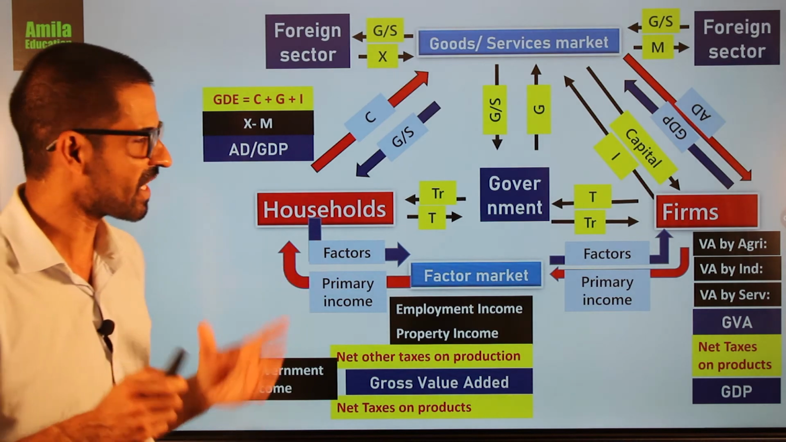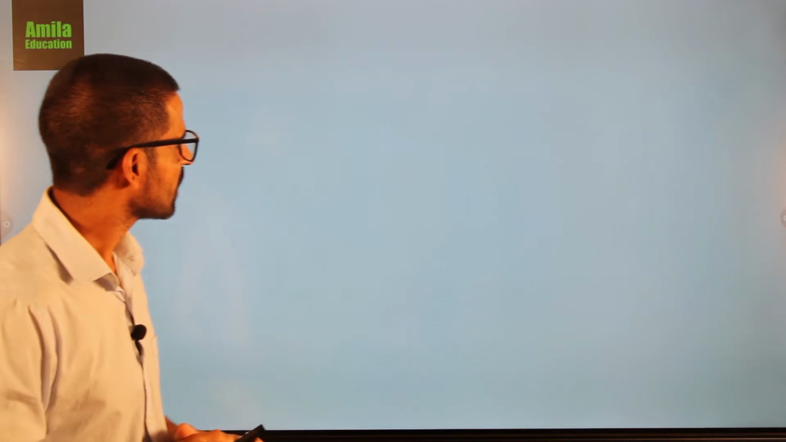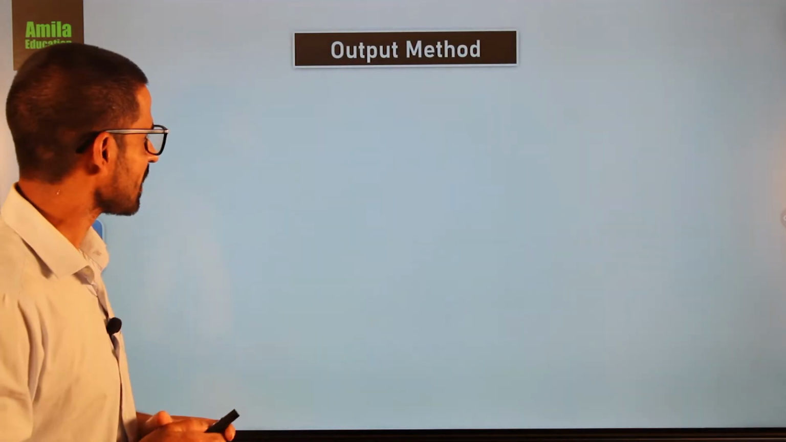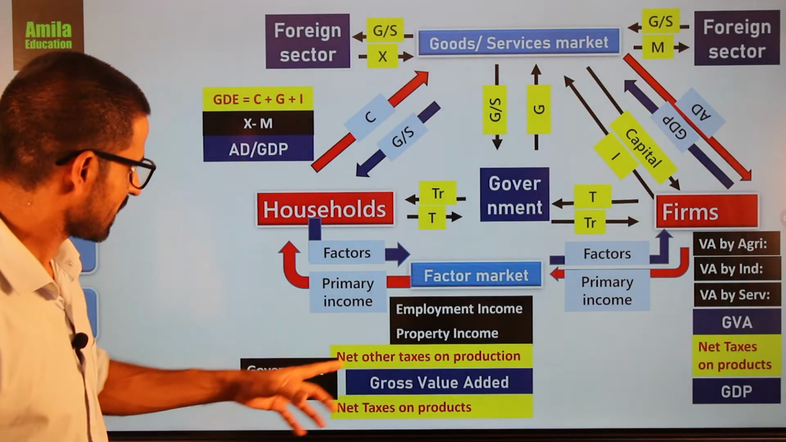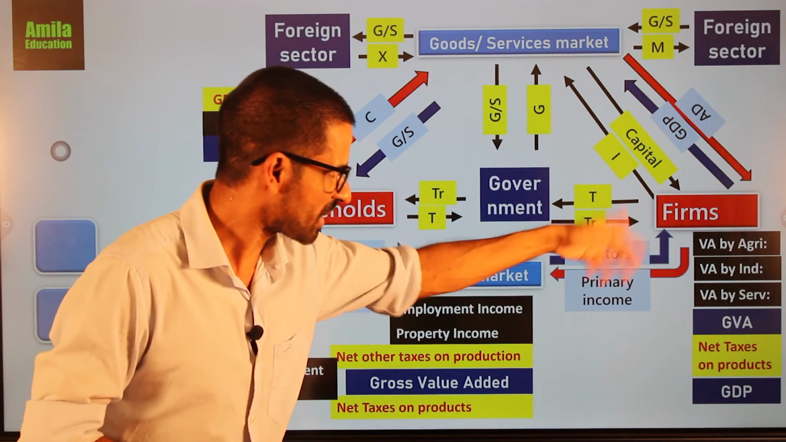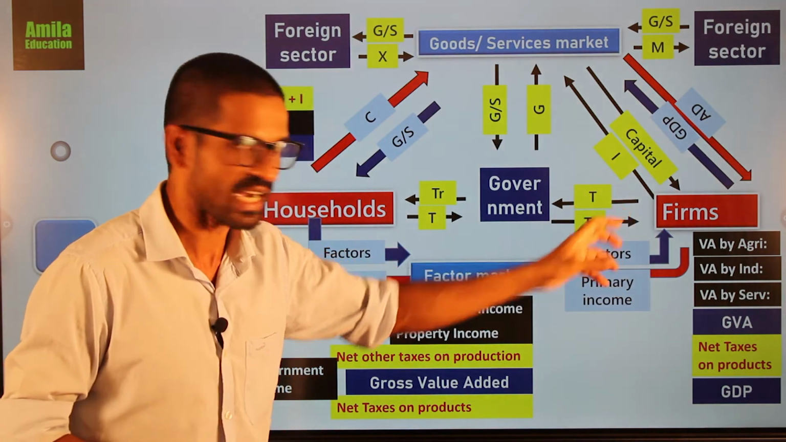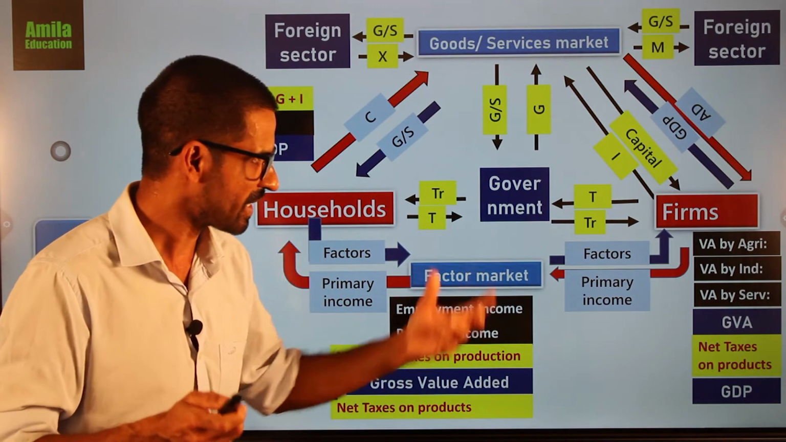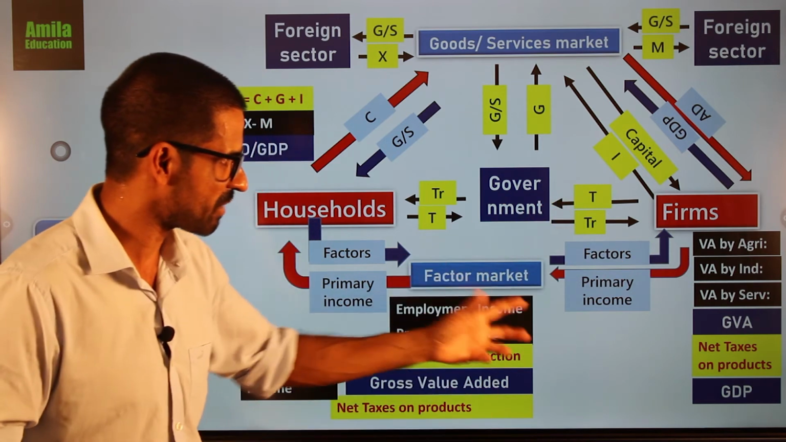Now we have discussed all the three methods of calculating the same GDP. So we can identify them with a practical example. So in the output method, what do you see? In the output method, you first reach gross value added from three activities: agriculture, industry and service. Value added. I will explain how to calculate value added later in my next video. Value added by agriculture, value added by industry, value added by service.